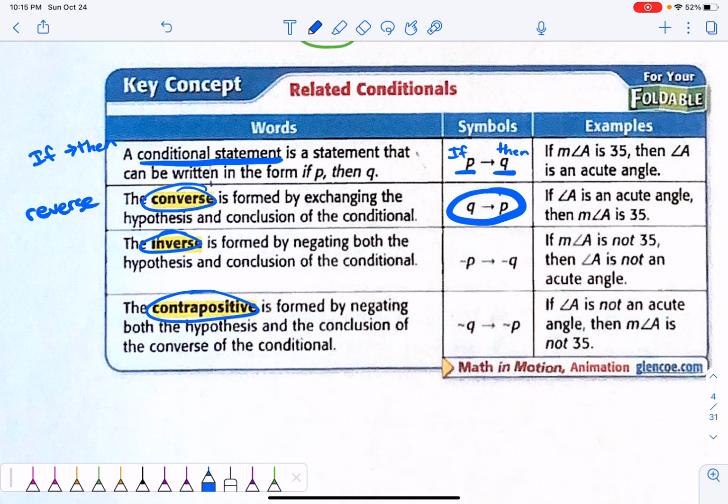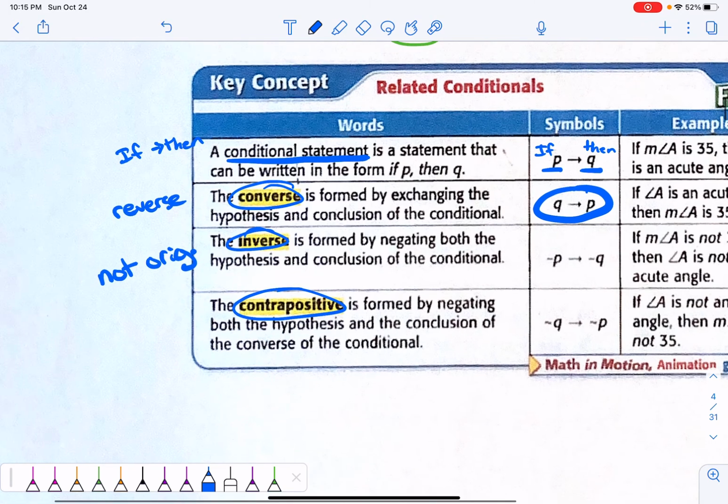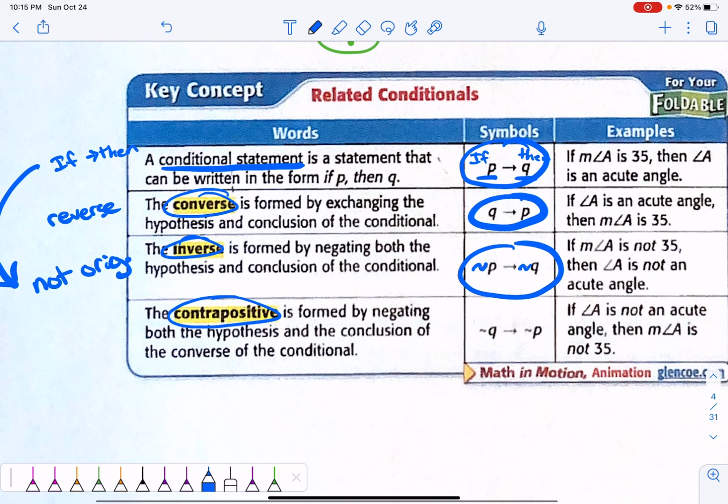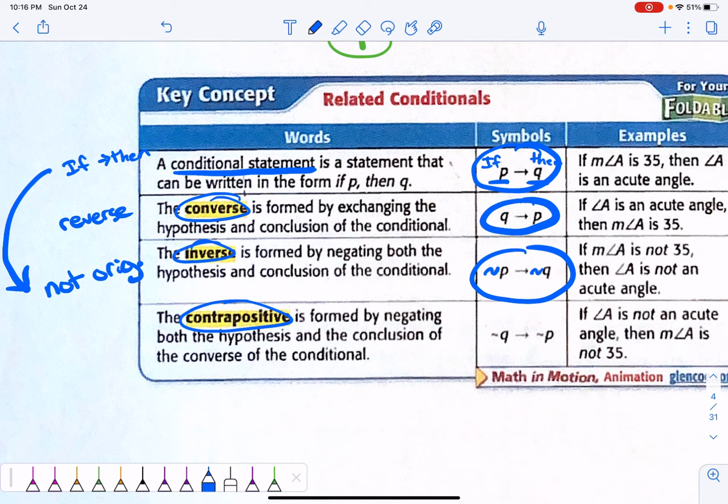The inverse is the not original. So it's taking the original and making it a not. The original went P → Q. This one is going not P, not Q. These are the little squiggly marks. So it's just taking the same order as the original, but it's negating it, making it negative.